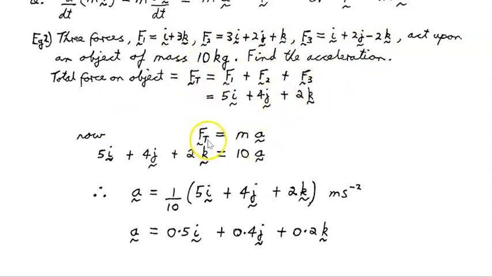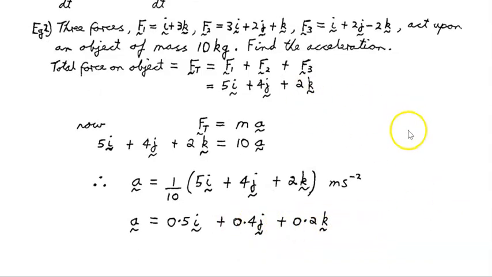We know that the total force, or net force, acting on the object is equal to the mass of the object times its acceleration vector. We found the total force is 5i plus 4j plus 2k. The mass is 10. The acceleration vector is unknown, but we now have 10 times a equal to the net force on the object, and so for the acceleration, we just divide through by 10. The acceleration vector is 1/10 times that net resultant force, in meters per second squared. Working that through, we get 0.5i plus 0.4j plus 0.2k. All right, that's that.